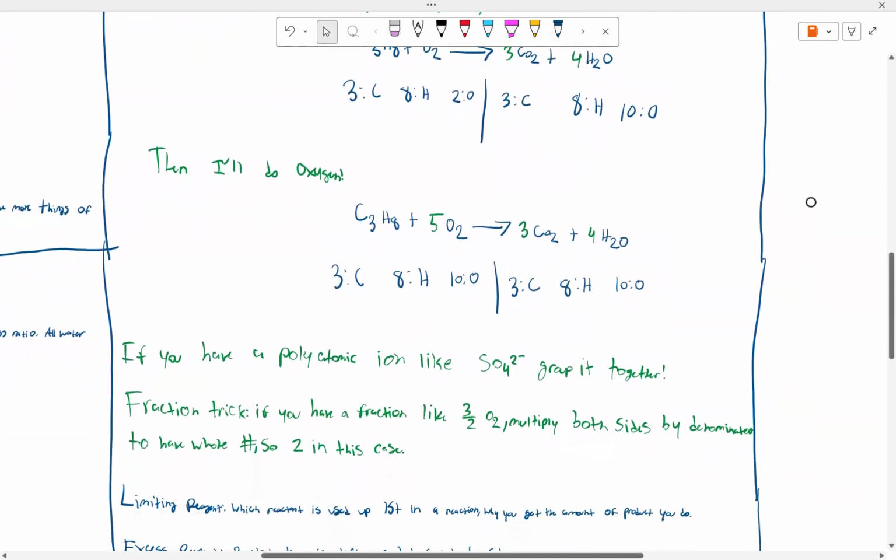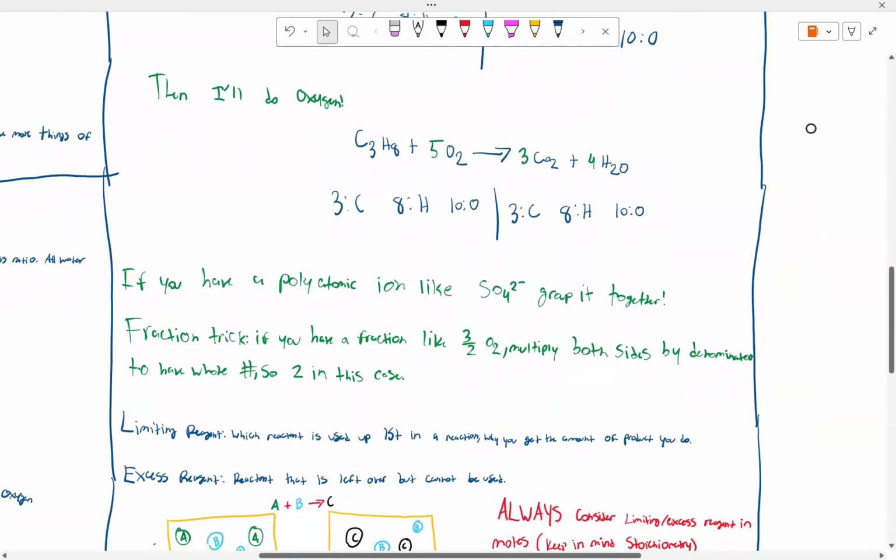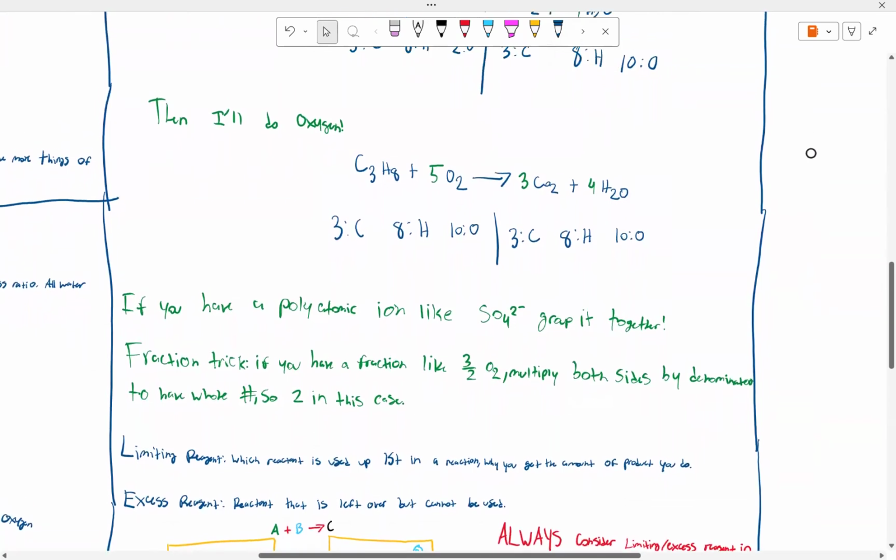So over here, in order to multiply and to get to 10 moles of oxygen, I will have 5 times 2, and that'll give me 10. And I just double check everything. So, 3 carbons, 3 carbons, 8 hydrogens, 8 hydrogens, 10 oxygens, 10 oxygens. Wow, looks great. So that's our full balanced equation.